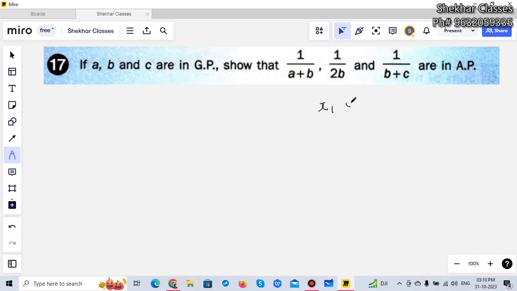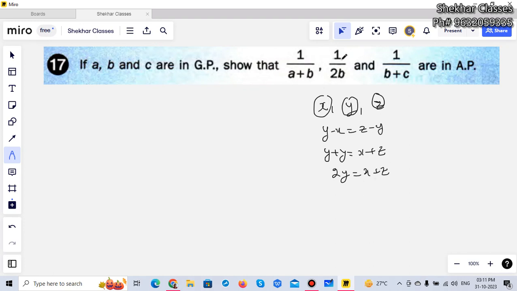Now if we have, say, X, Y and Z in AP, so what do we get? We get Y minus X is equal to Z minus Y. If I bring Y this side and X the other side, it becomes Y plus Y is equal to X plus Z, which means 2Y is equal to X plus Z. So 2 times the middle one is equal to the sum of the other two terms, the first term and the third term.